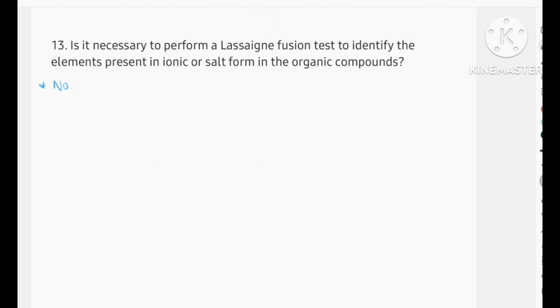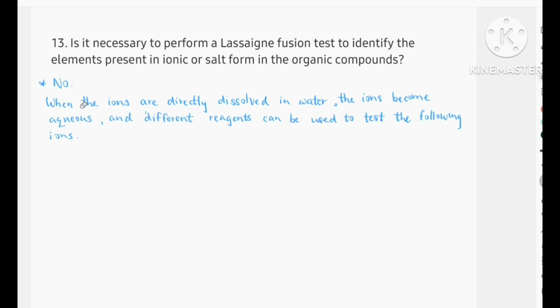Question number 13. Is it necessary to perform a Lassaigne fusion test to identify the elements present in ionic or salt form in the organic compounds? The answer is no. When the ions are directly dissolved in water, the ions become aqueous and different reagents can be used to test the following ions.